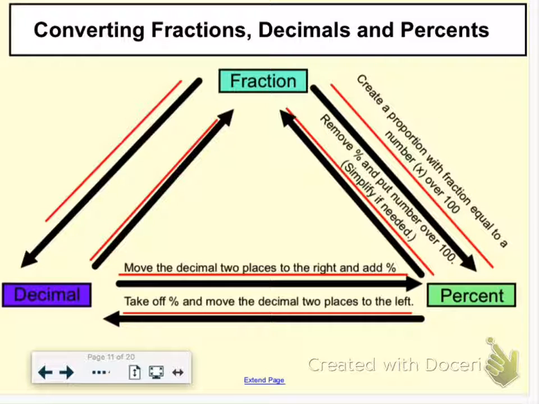Okay? So these 4 steps right here, if you're not feeling super confident right now about it, that's fine. We're going to focus on fractions and decimals. And our calculator will do most of the hard work for us. Okay? So to go from a fraction to a decimal, you're going to do the numerator divided by the denominator.